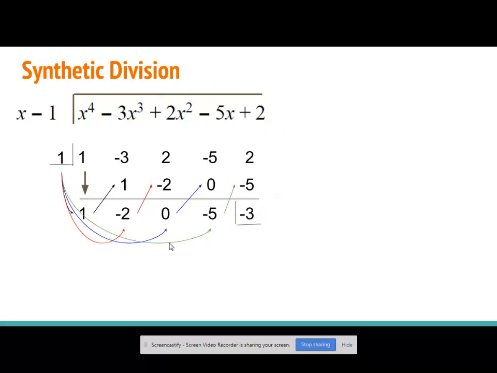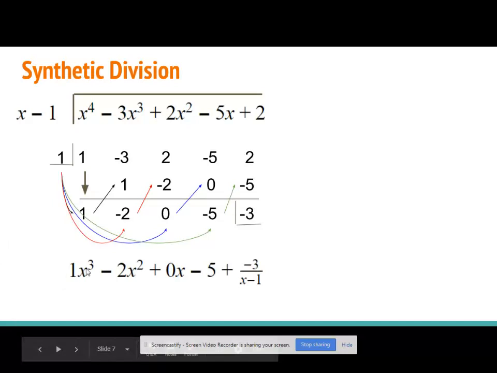Now I'm going to write my answer. The way this works is the -5 is the constant. I've got 0 x's, -2x squared, and 1x cubed. Where I got this answer is these numbers right here. I've got -5 as my constant. The first one on the right is my constant. Then 0 x's, -2x squared, and 1x cubed.